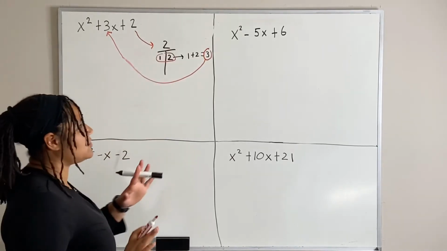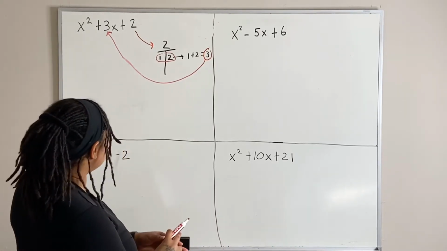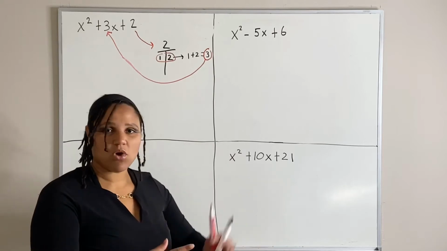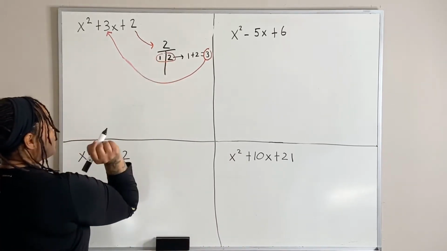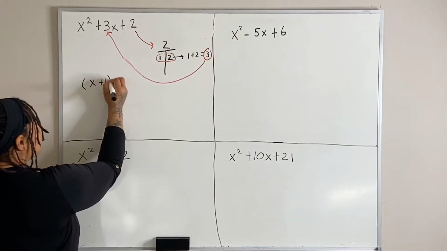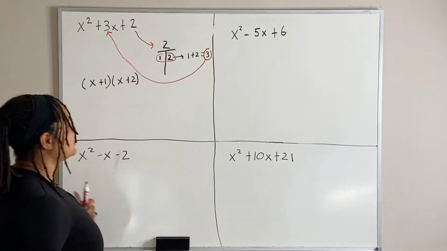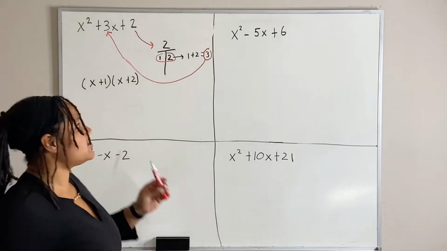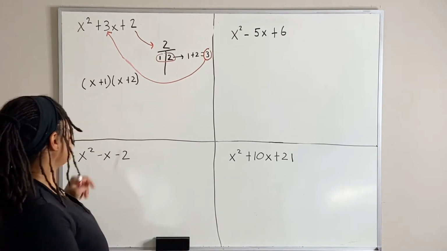Now we're going to do some more examples. I know it's a little bit much to take in, so just watch through all of the examples. So we're going to use the number 1 and we're going to use the number 2. So we're going to use x plus 1 and x plus 2. That is how we factor a quadratic expression, and this is your answer here.